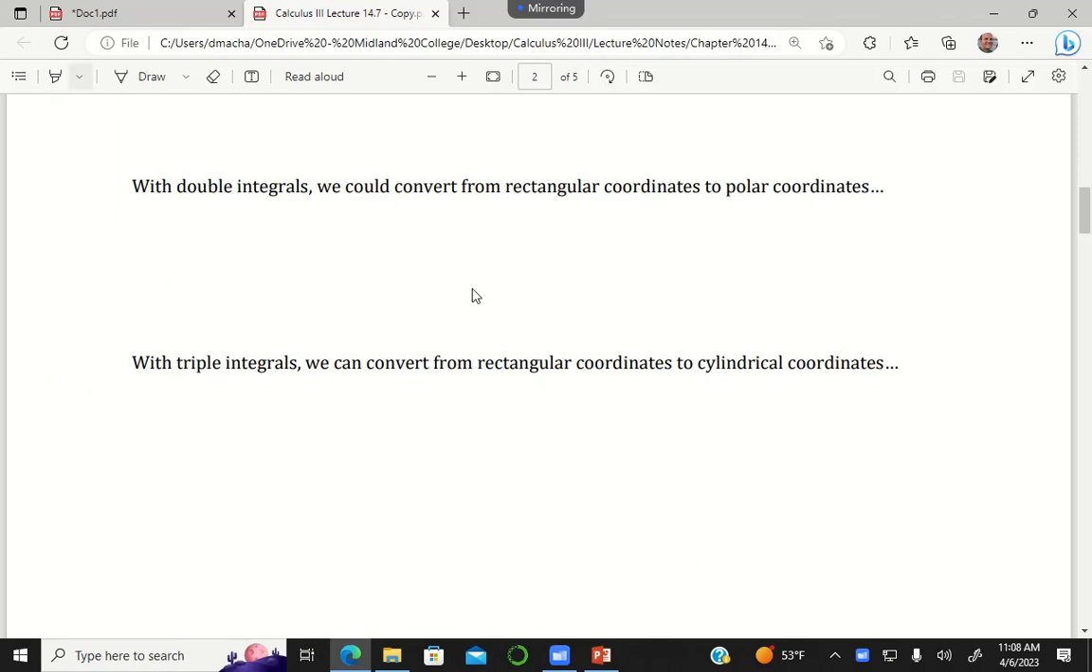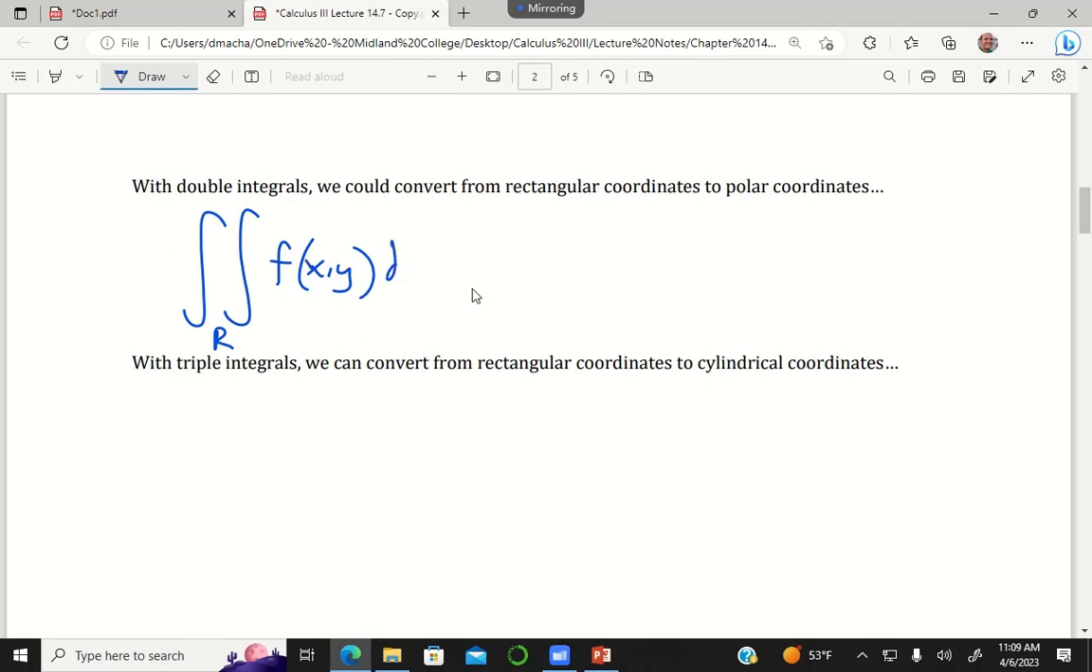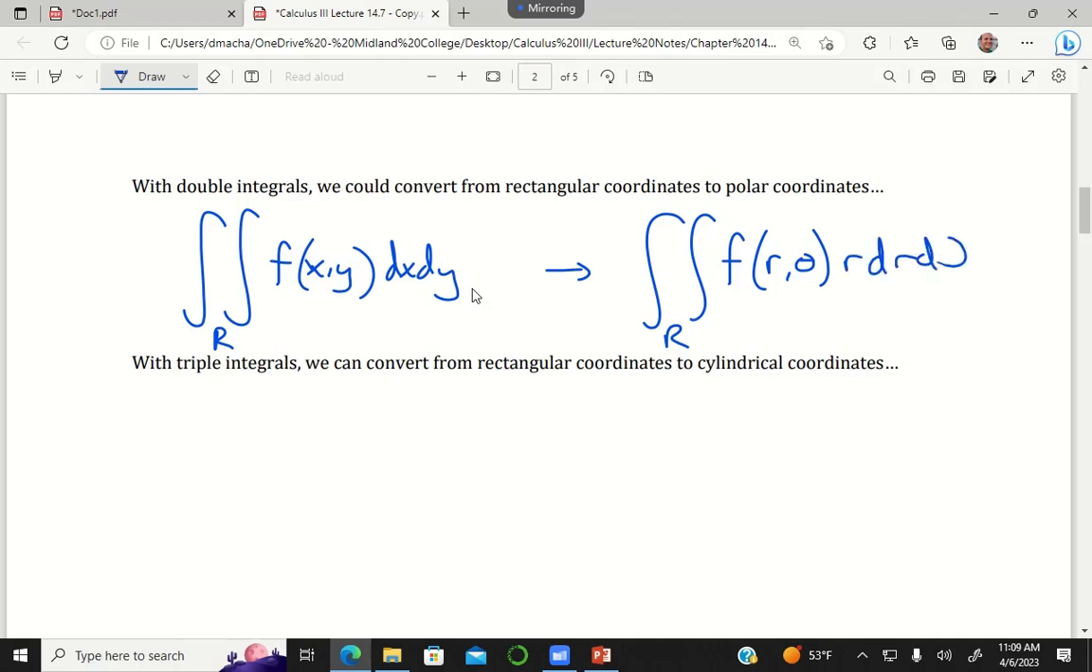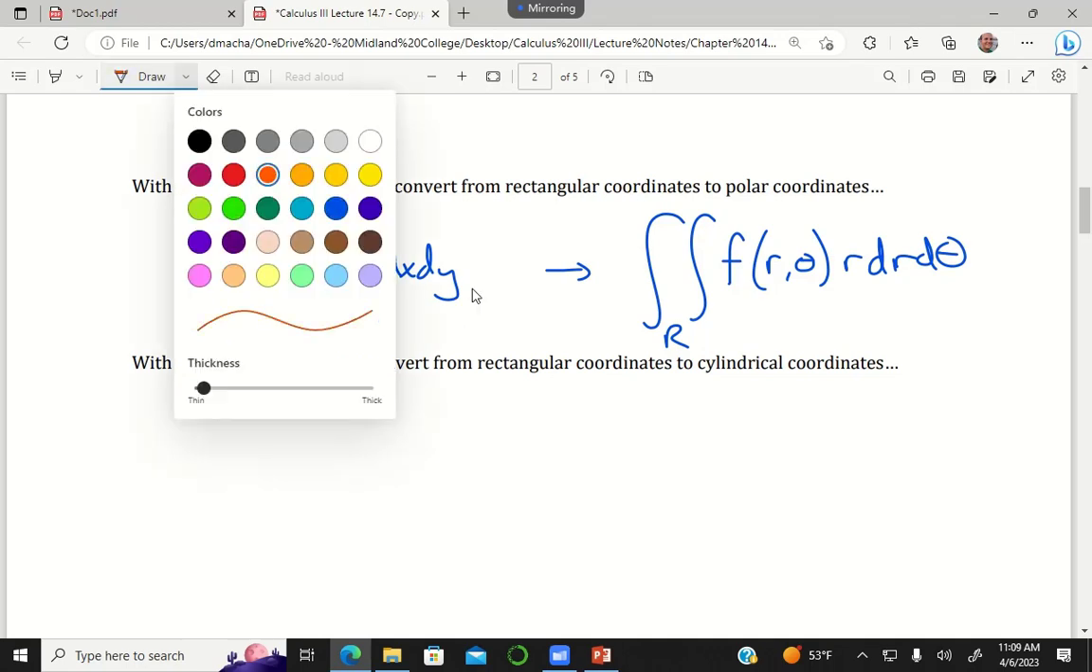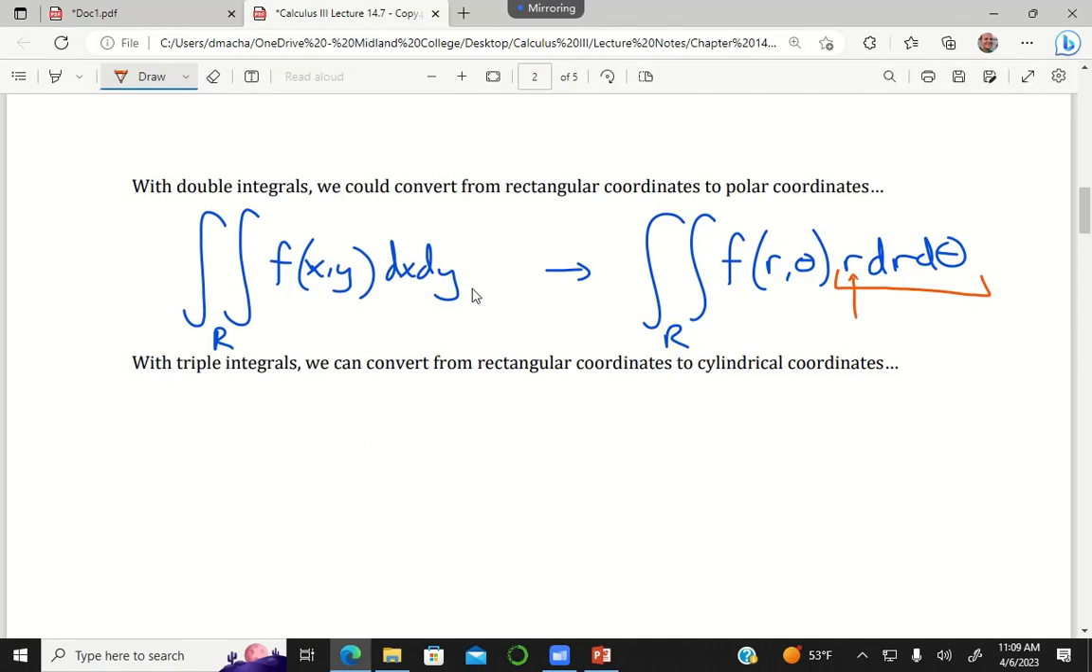Okay, so we've already done this. This is just review. But for double integrals, if you're integrating some function of two variables, we learned how to convert that double integral into polar coordinates. So we use r and theta to describe things instead of x and y. But what we showed is if you want the same little differential areas, you have to actually throw in an extra r. When you switch from dx dy, then you go to r dr d theta.